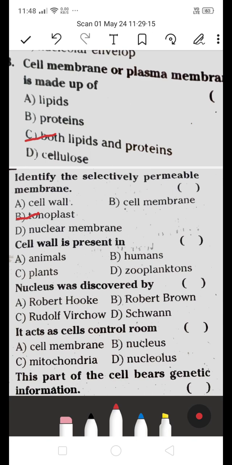Tonoplast is nothing but the cover of the vacuoles of a plant cell, known as the vacuolar membrane. You already know the cell wall: it is the outermost covering of the cell. Whereas the cell membrane is found in cells and separates the inside and outside environment.